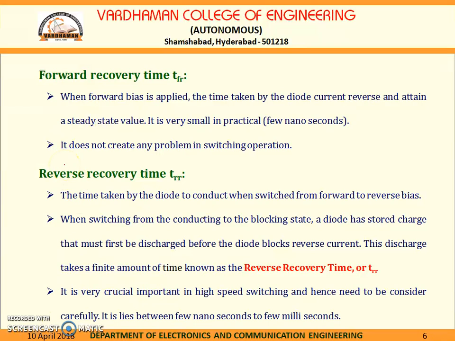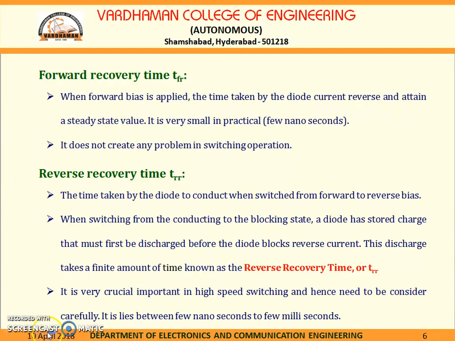When the forward bias is applied, the time taken by the diode current to attain a steady state value is very small in practice. It does not create any problem in switching. That time is called the forward recovery time. Reverse recovery time is when you change from forward bias to reverse bias. It takes some time to come back from forward to reverse, and that time we call the reverse recovery time.